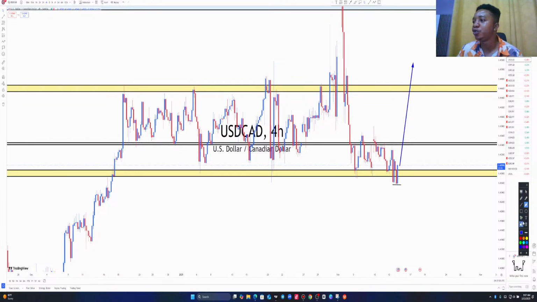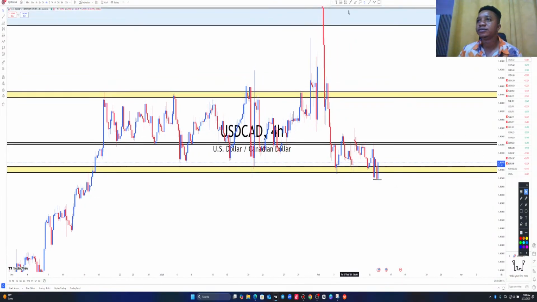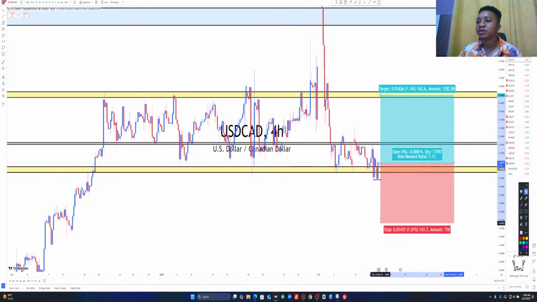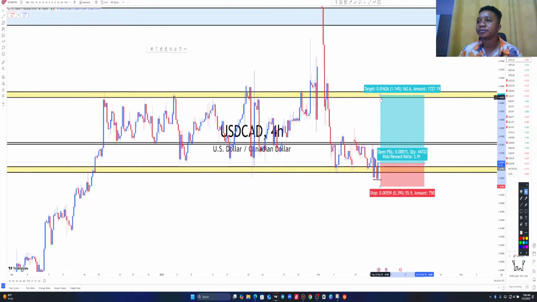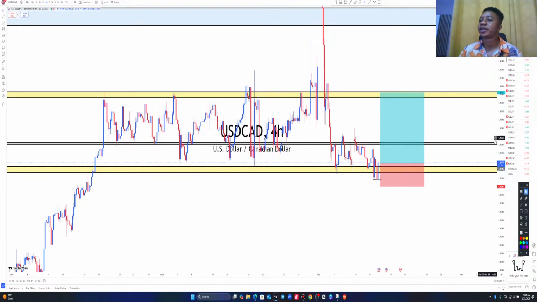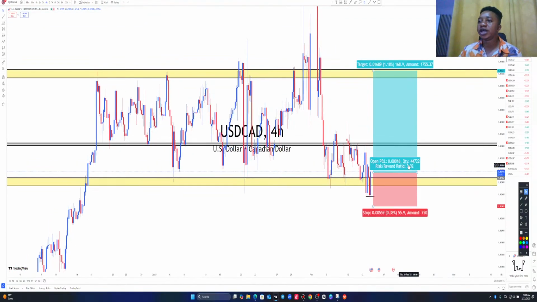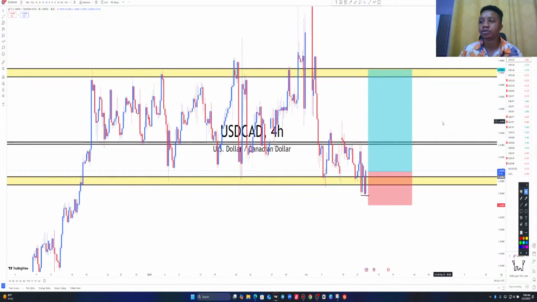Immediately you enter and price goes in your favor and reaches this resistance level, move your stop loss to entry. Okay, that's it for USD CAD. Let me put on the coordinate for you. So if price closes in the bullish engulfing that it is forming now, and the opportunity comes in for you to buy, something like this. This is going to be a 1:3 risk reward ratio, which is very, very good. So USD CAD, we are done.